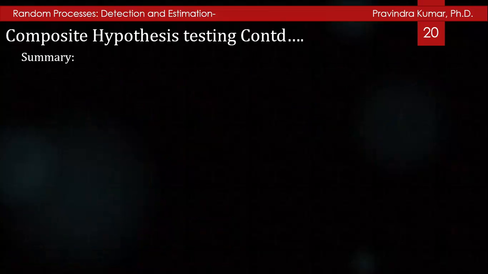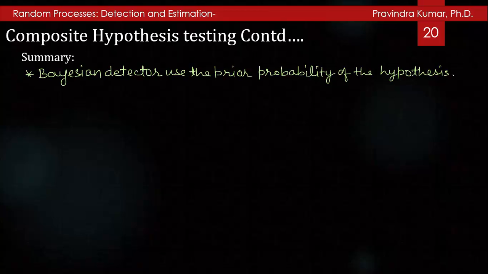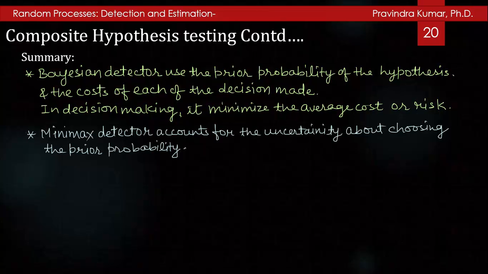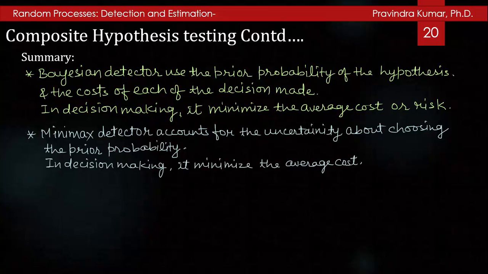So far we have discussed the parametric detectors. In summarized form, the Bayesian detector is the most general detector, which not only accounts for the prior probabilities for the hypotheses but also the cost of each decision made. It minimizes the average cost or risk in decision making. The Minimax detector is a variant of the Bayesian detector which accounts for the uncertainty about choosing the prior probabilities. It minimizes the average cost in decision making.